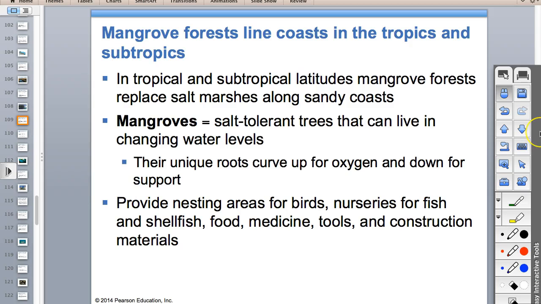Now, if you're on a coast in a temperate latitude, or you're on a coast in a tropical latitude, what happens to your property value? It goes through the roof, right? And so these areas, both salt marsh and mangrove forest, have been really decimated by marinas, by hotels, by people who want to build there, because the property is very valuable. But you can see that also the ecosystem services that happen there are very valuable.